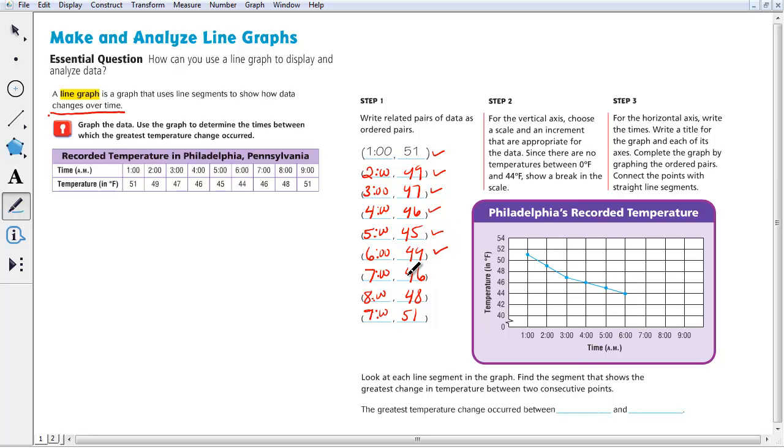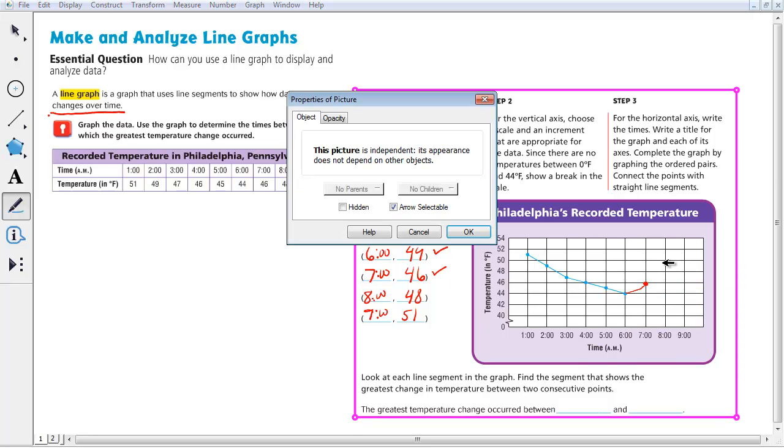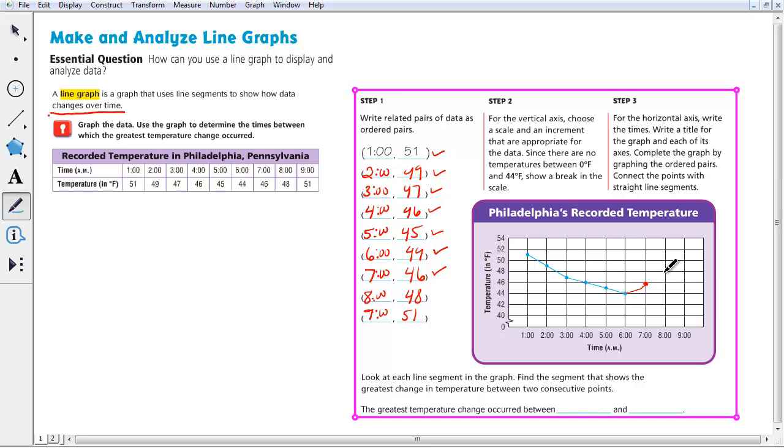Now let's go to 7 o'clock, 46 degrees. Here we are at 7 o'clock. We have to go up to 46 degrees. It looks like this point right here shows the intersection between the 7 o'clock line and the 46 degree line. So that one's graphed. Now we're going to connect that with a straight line. And then we're going to go to 8 o'clock, 48 degrees. So 8 o'clock, 48 degrees. Which looks like it's going to be right here.